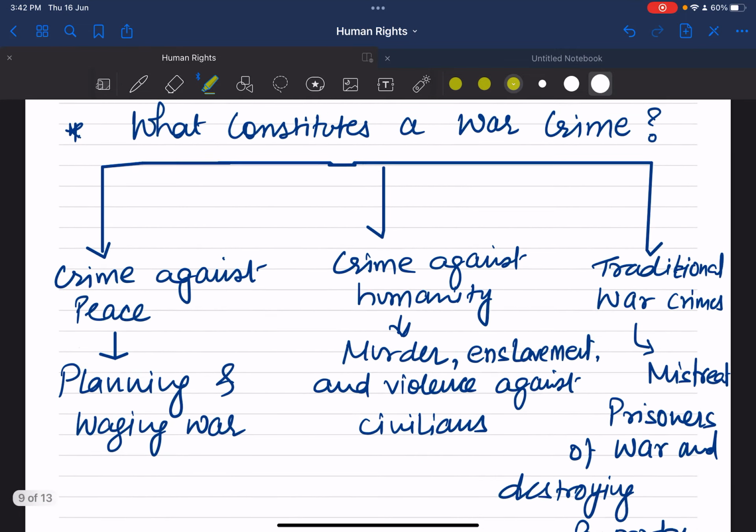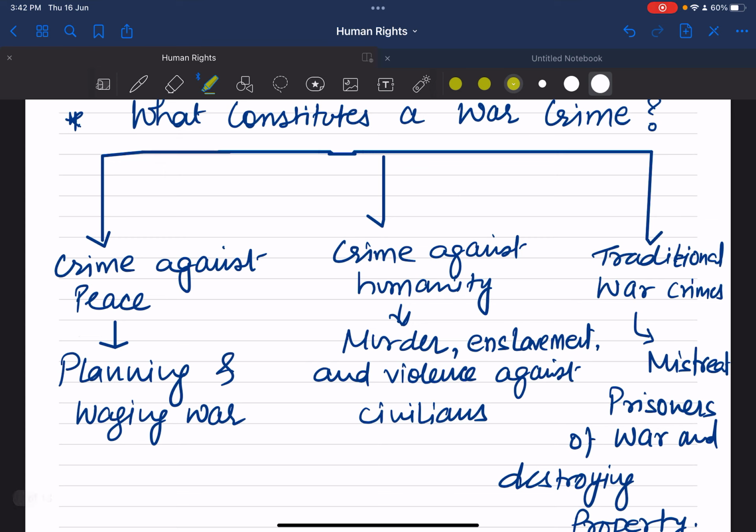Apart from this, some texts mention what constitutes a war crime: these three things. So I'll give you a brief view of this also. Out of the 36 points we discussed, there are crimes against peace, crimes against humanity, and traditional war crimes. What is a crime against peace? Planning and waging war, right? What is a crime against humanity? That is murder, enslavement, and violence against civilians, right? And what are traditional war crimes? That is mistreating prisoners of war and destroying property.